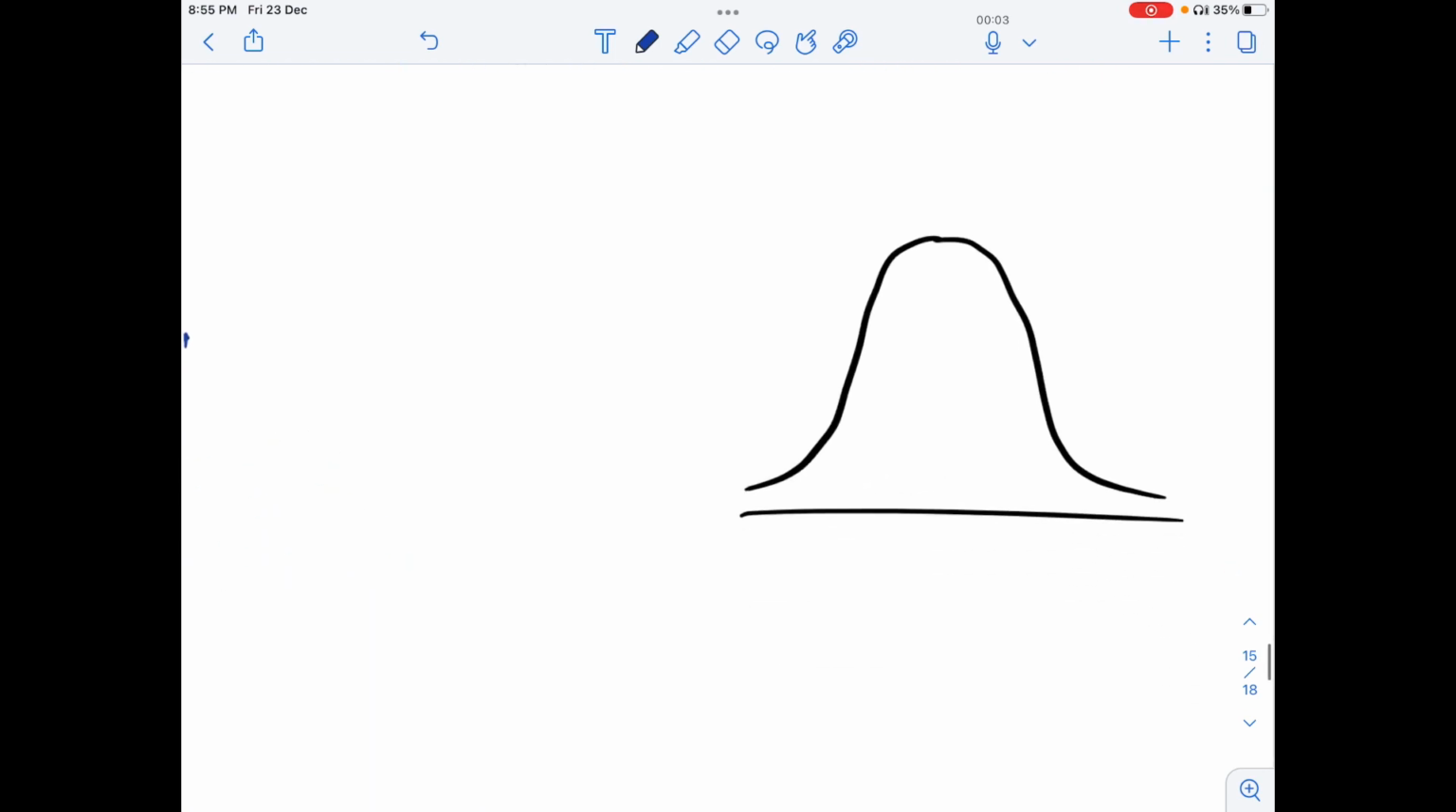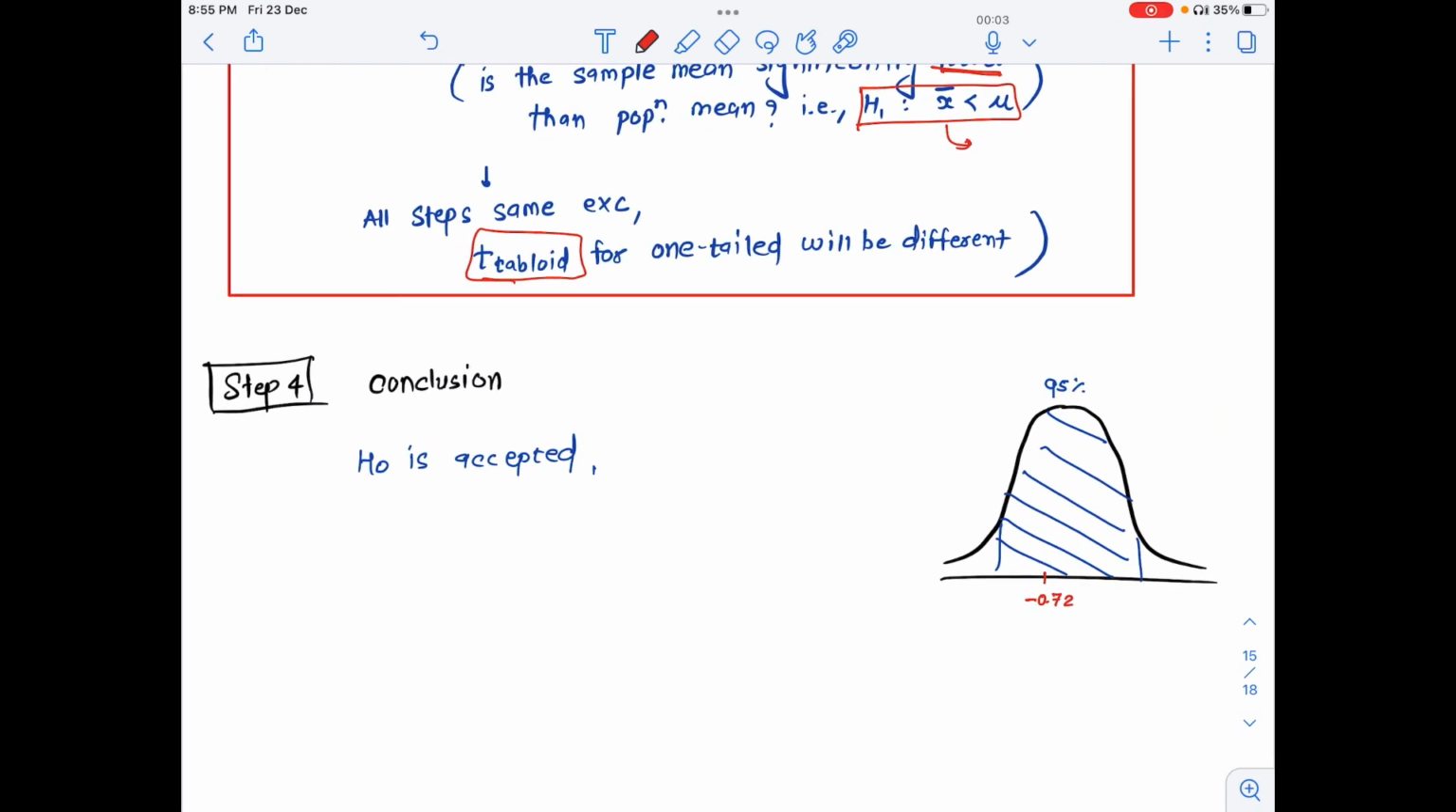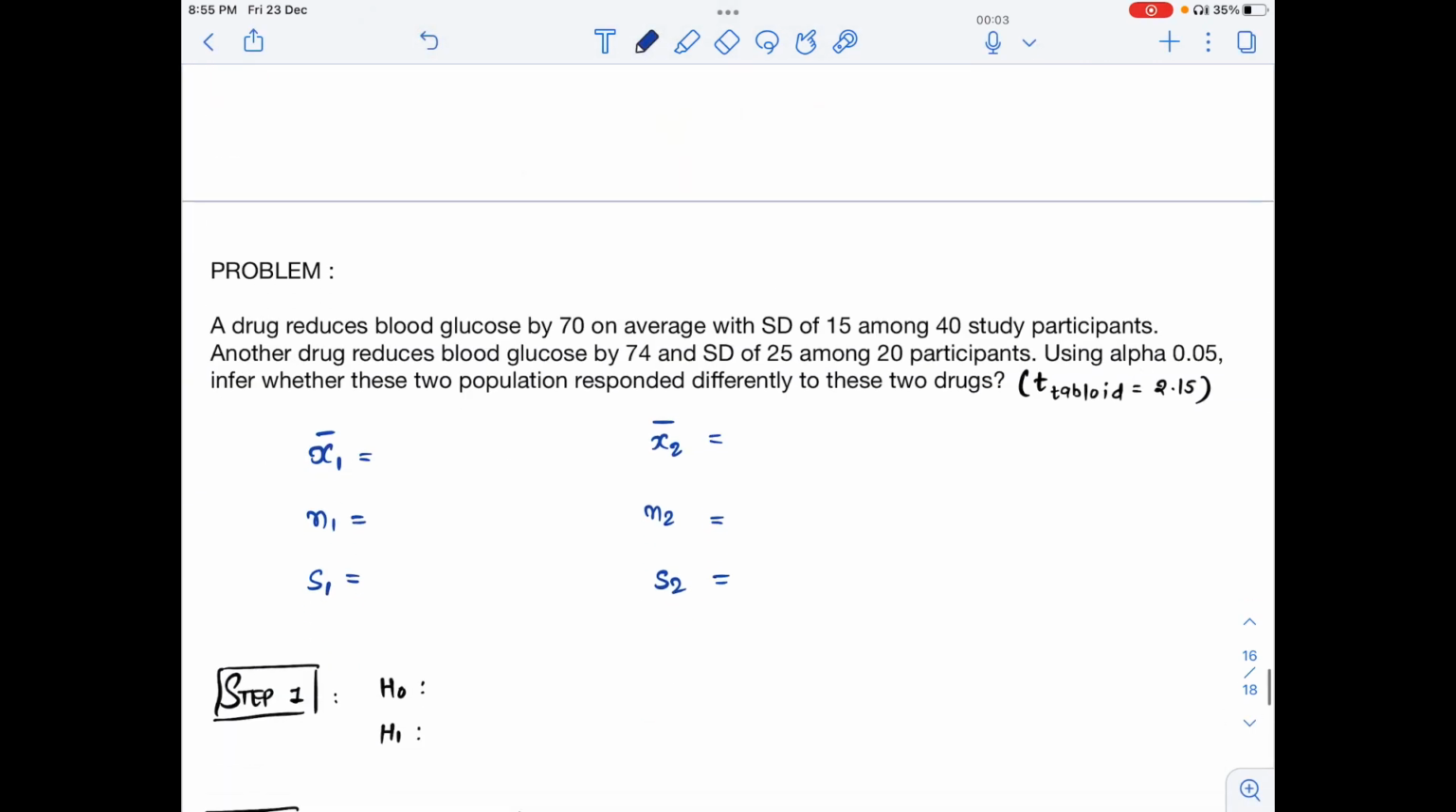Okay, on this we can say if this was 95%, then the value of negative 0.72 will be around here, and it is non-significant. Okay, so next is another problem.